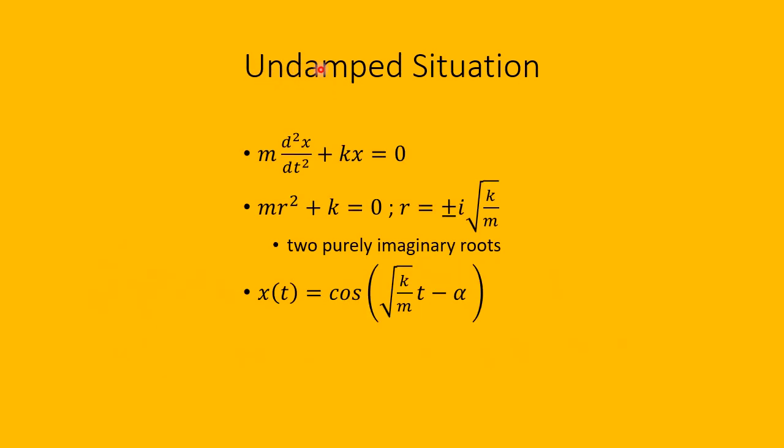To repeat ourselves a little bit, the undamped situation was the following. We had this differential equation. Notice that there is no term for c times dx/dt. There's no damping here. c equals 0. We had the characteristic equation equals this. We solved for r, and we got this quadratic equation in r here. We had two purely imaginary roots, and we found that x(t) is cosine of the square root of k over m times t minus a phase shift alpha.